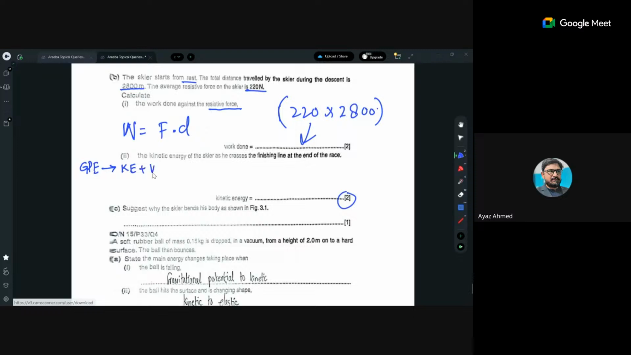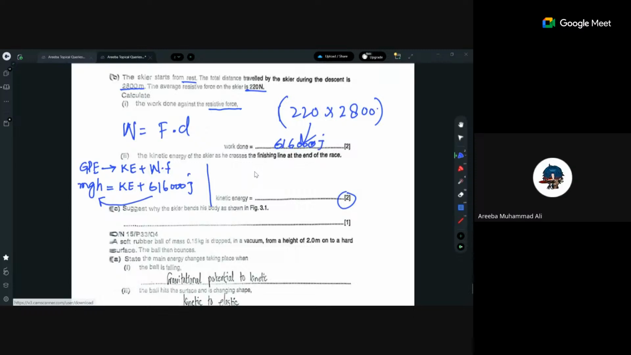plus work done against friction. So GPE is equal to mgh, that is equal to KE plus the work done against friction, which is 61600 joules. Now what you have to do is just subtract this number from here.